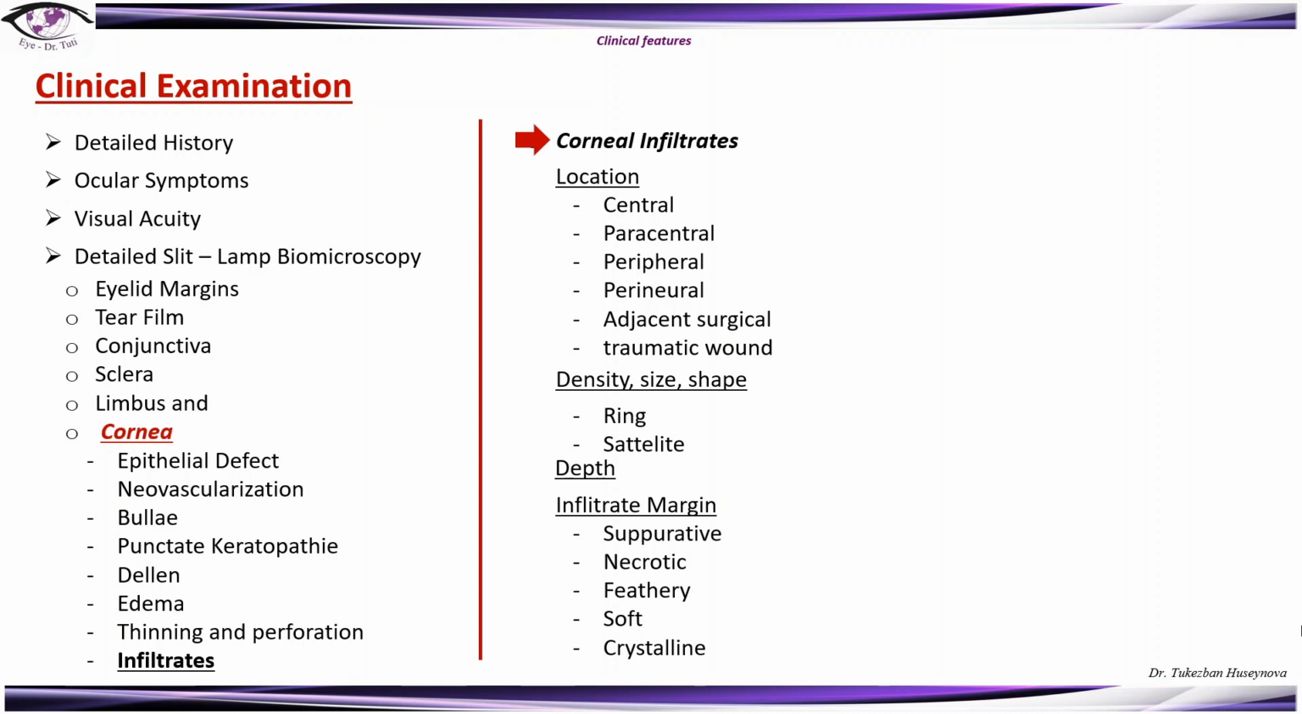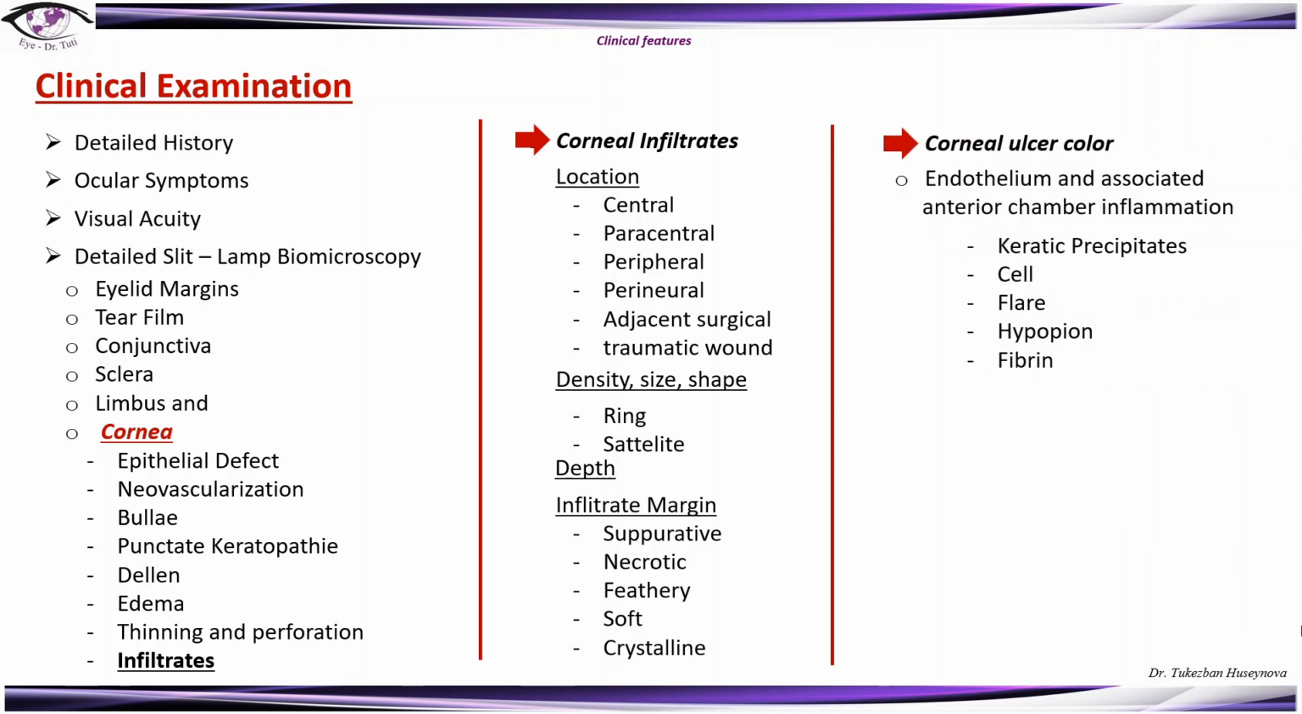It can be a ring shape or satellite shape, and the depth can be defined using, for example, corneal OCT examination. The infiltrate margin can also be suppurative, feathery, soft, or crystalline. The color of a corneal ulcer can also differ from white to very dark yellow, and of course anterior chamber reaction should be defined if the patient has cell, flare, hypopyon, or fibrin.